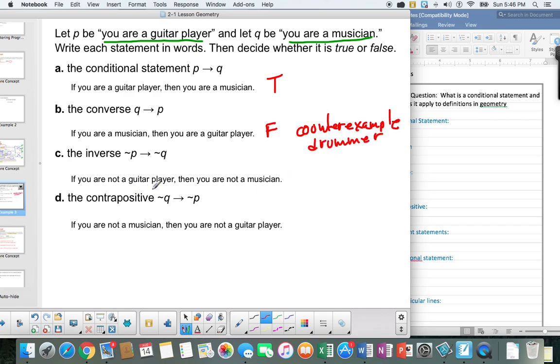Okay, if you are not a guitar player, then you are not a musician. That is also false. We can use the drummer as an example as well. If you are not a musician, then you are not a guitar player, and that's true. You're not a musician, there's no way you could be a guitar player. So these two are equivalent statements because they're both true, and these two are equivalent statements because they're both false.